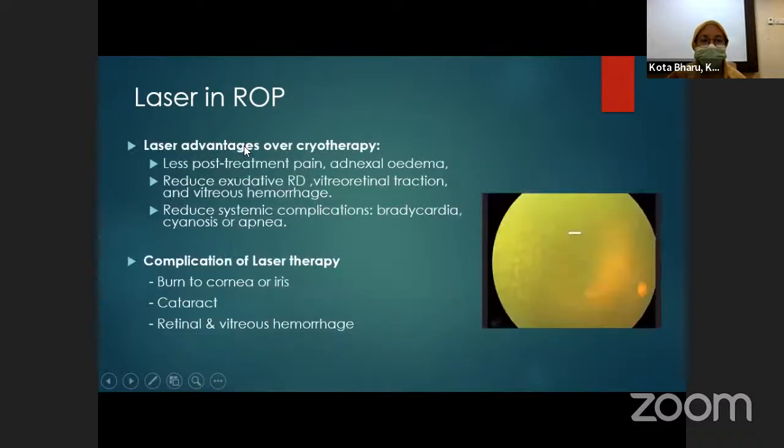Its advantage over cryo is that there is less post-treatment complication, and it also reduces the systemic complications that can happen during cryotherapy, such as bradycardia, cyanosis, and apnea. The complications of laser are corneal burn, cataract, and also retinal and vitreous hemorrhage post-treatment. This picture shows the laser marks at the peripheral immature retina.